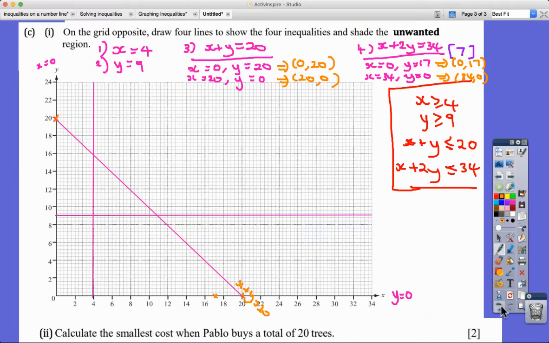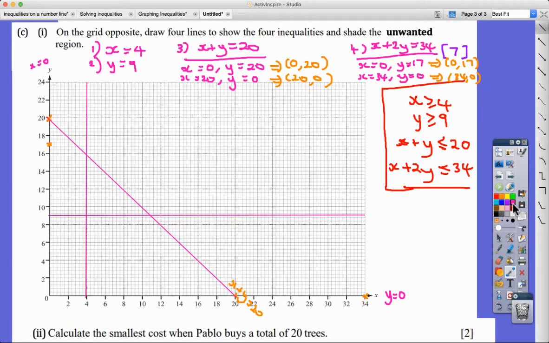Oh no, it's not. What am I doing? (0, 17), along the corridor, up the stairs, no, 17. And then (34, 0) would be there. So let's put that in now. That is my line x plus 2y equals 34. That's obviously quite tricky, isn't it?